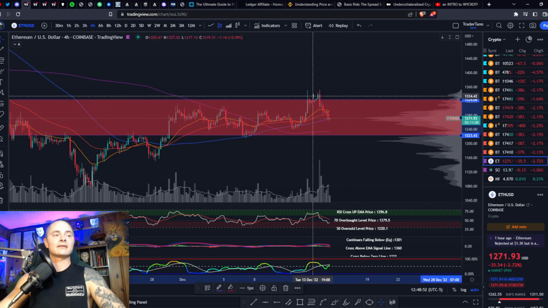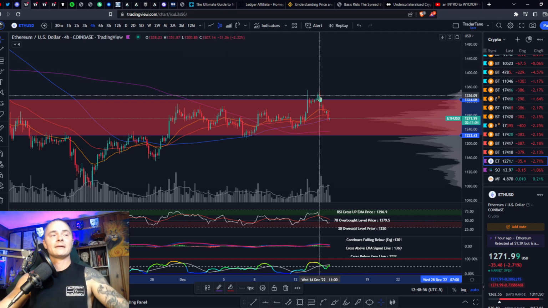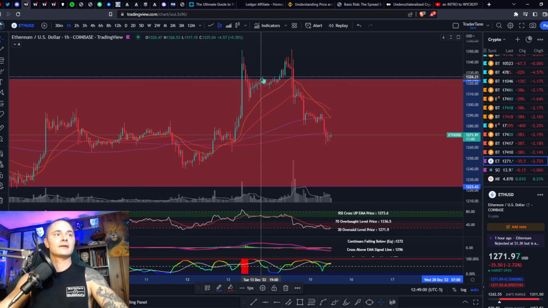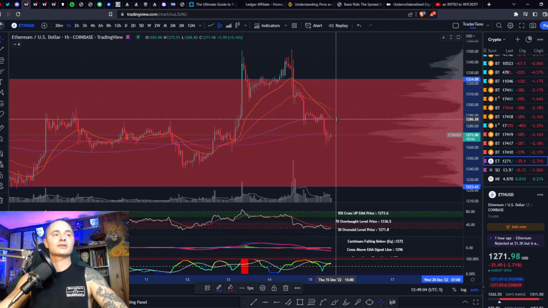We did get the double top, like I said. We're on the 4 hour now, by the way. Let's go to the 1 hour first. Did get the double top here. The 21 crossed the 50. Looks like it's going to try to cross the 100.